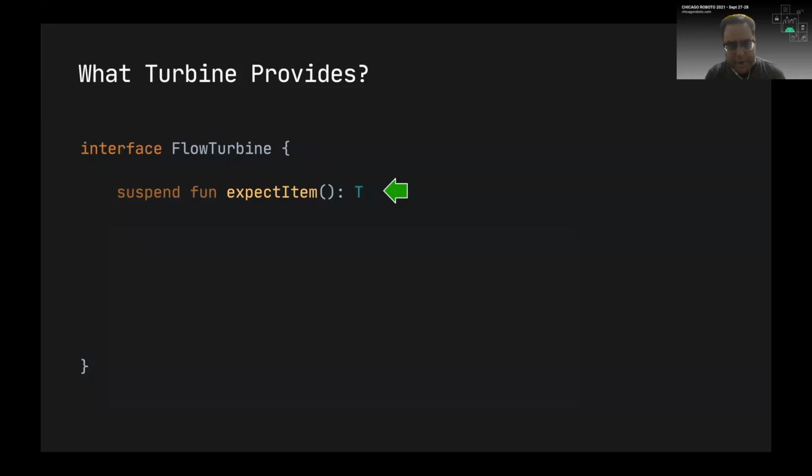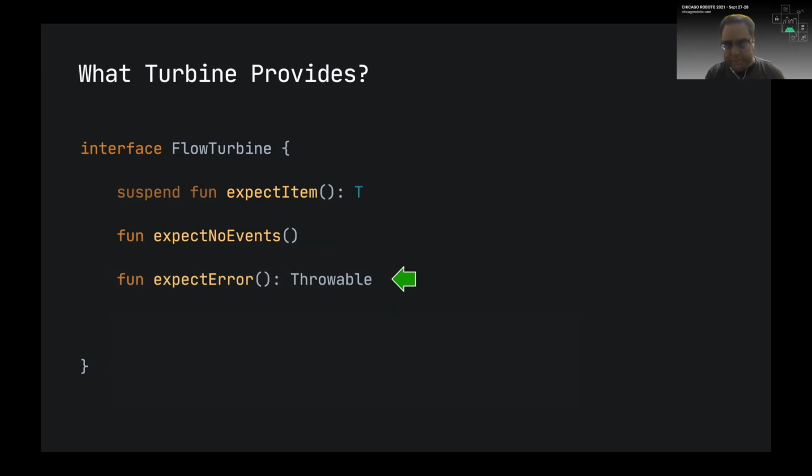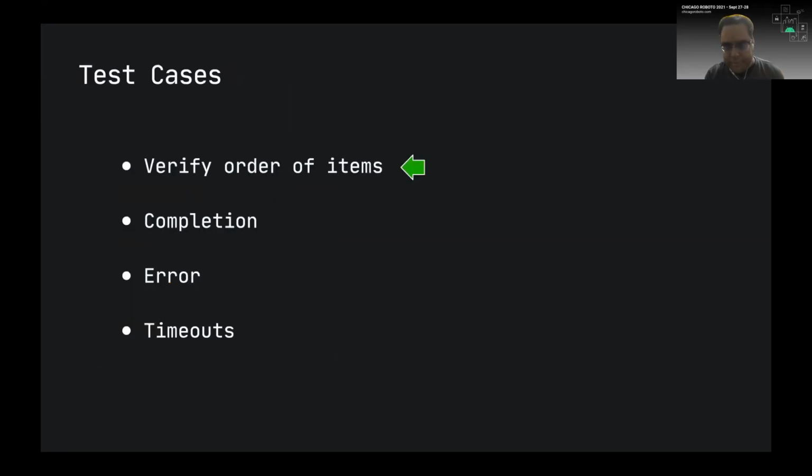And what this library has is basically this API that it provides: the ability to verify, to expect an item. I expect some item from my flow. I expect that my flow shouldn't give me any items emitted, or that it emitted some error, or that everything has been emitted by the flow and there's nothing more. So these are the three different methods that you could use in your test for your testing. So let's look at a simple example.